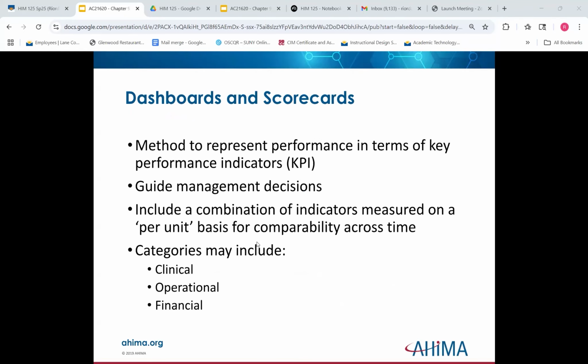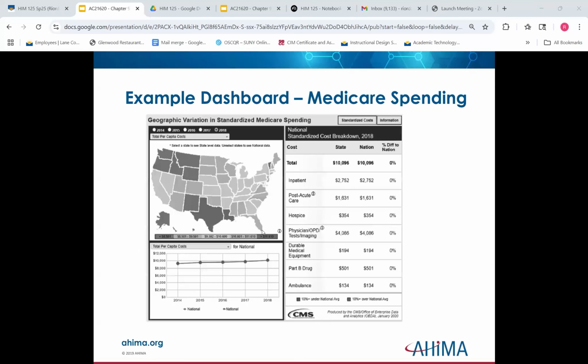Now we get into dashboards and scorecards. They're similar, but not the same. They both are methods to indicate performance in key performance indicators, or KPIs. These guide management decisions, and they include a combination of indicators that are measured on a per unit basis for comparability across time. And the categories could be clinical, could be operational, could be financial. And here's an example here.